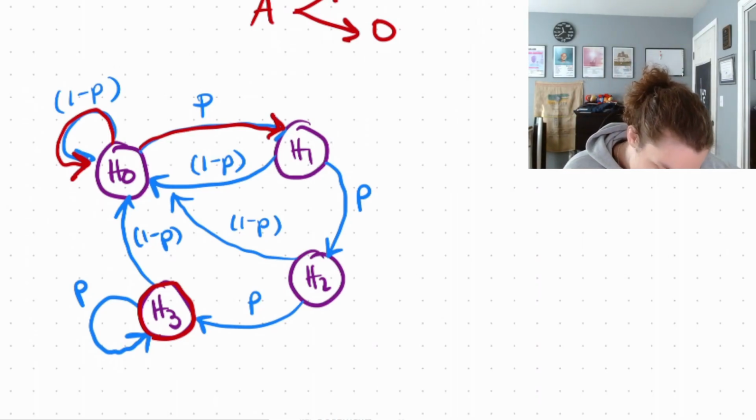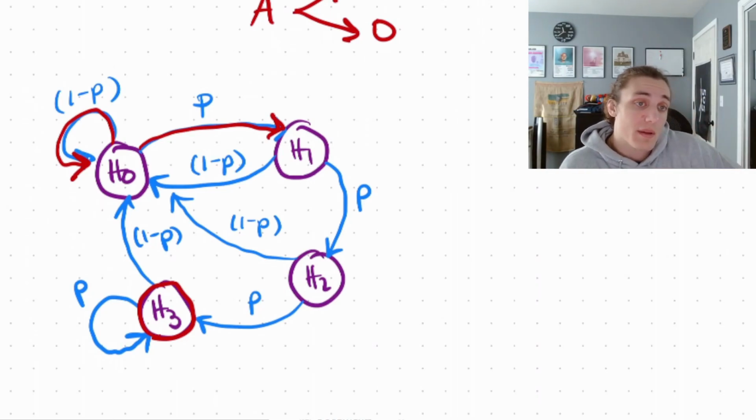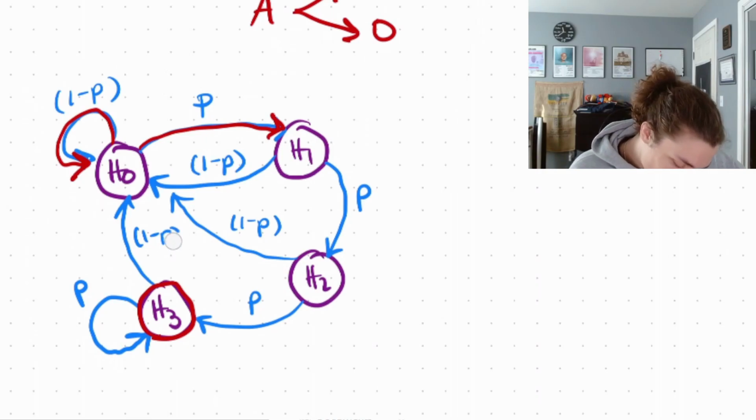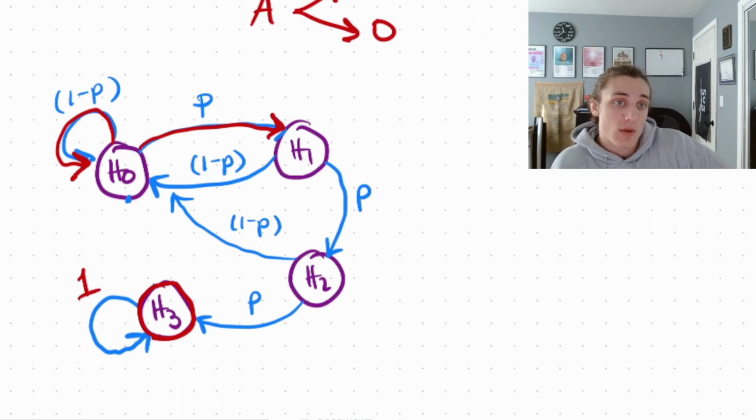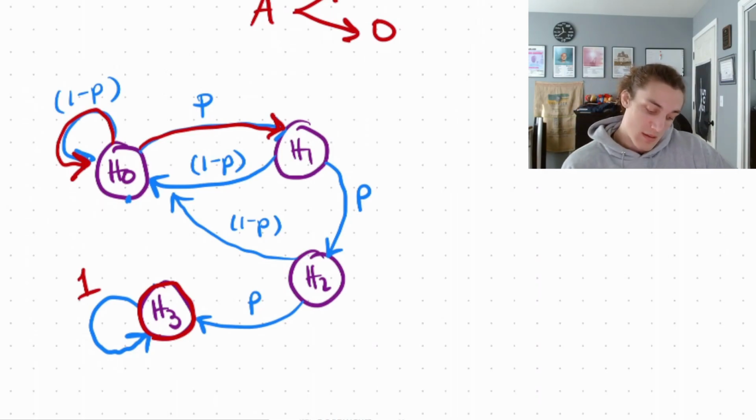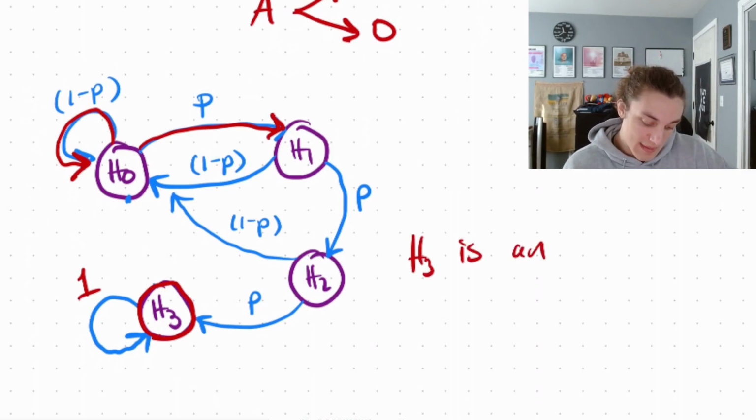Well, instead of giving the probability of leaving H3, what if I just get rid of it altogether? And I say, hey, you know what? Forget it. We can't leave H3. In fact, once we get to H3, we stay at H3, and we never leave H3. H3 is an absorbing state.